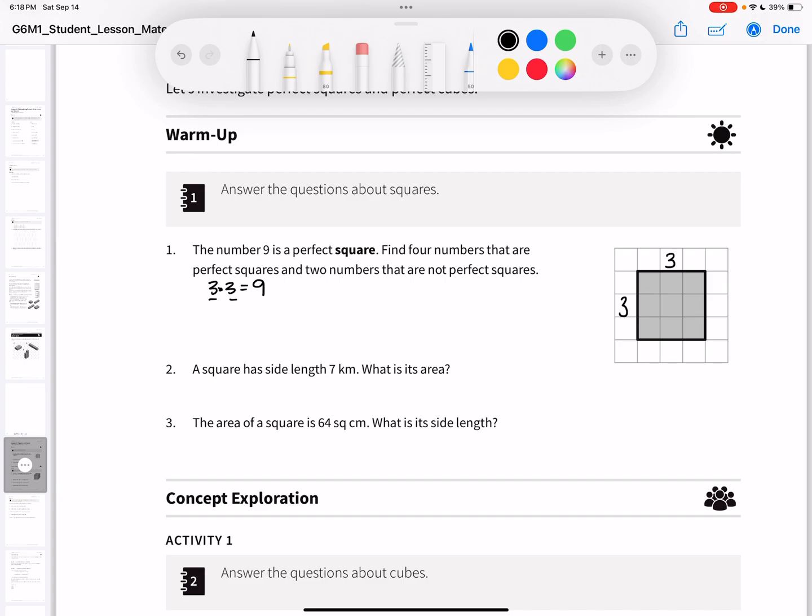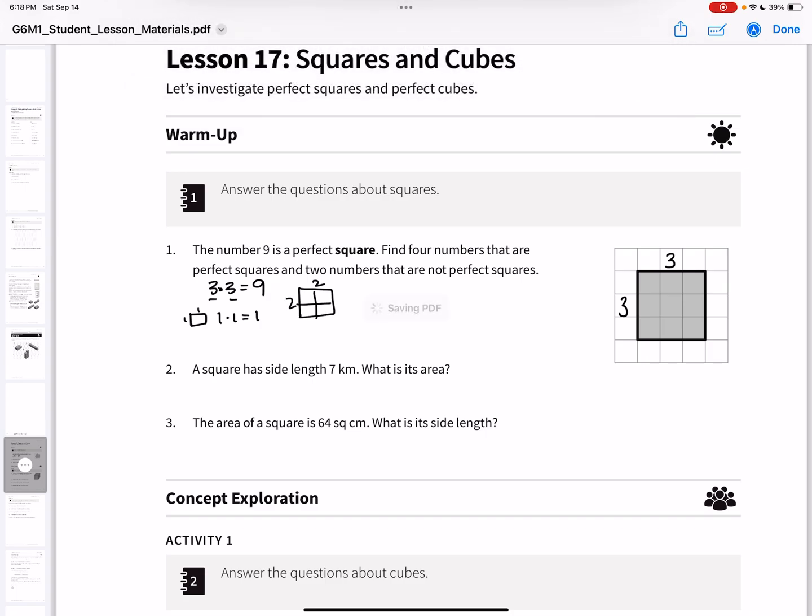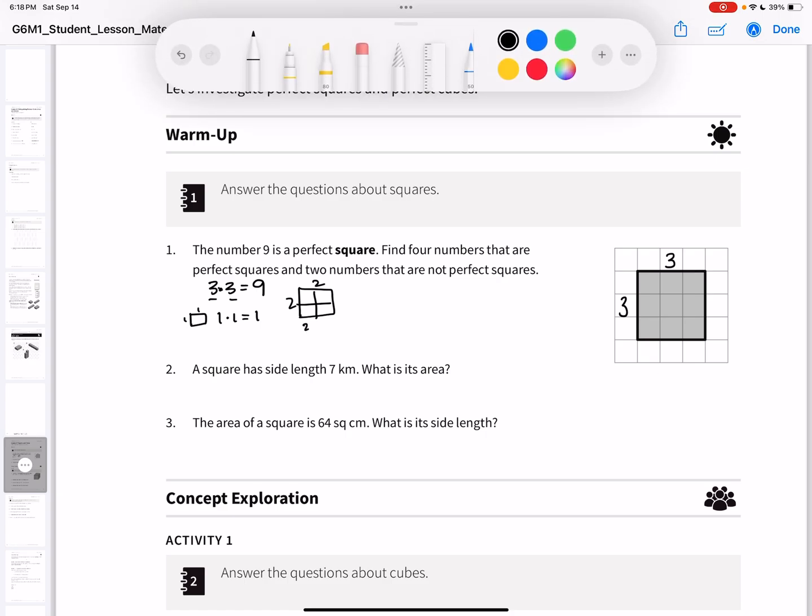Well, if we have a square that looks like this, that's 1 by 1, so 1 times 1 equals 1. So 1 is a perfect square. Then we have something that looks like this, right? 2 by 2. Well, 2 times 2 is 4, so 4 is a perfect square because it makes a square, right?